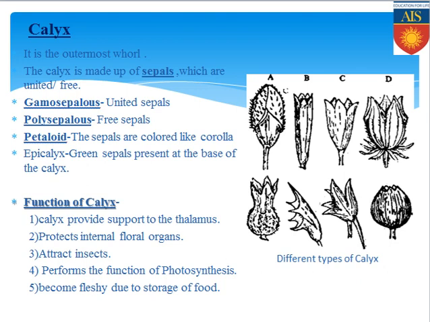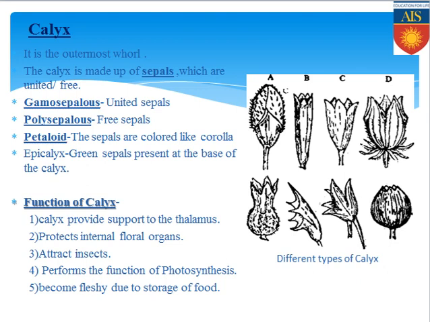Calyx is made up of units known as sepals. If the sepals are present in a united condition, then they are known as gamosepalous, and if they are present freely, then they are known as polysepalous. Keep it in your mind, in some flowers the sepals are colorful like petals. At that time those sepals are known as petaloid. So if the sepals are colorful like petals or corolla, then they are known as petaloid.